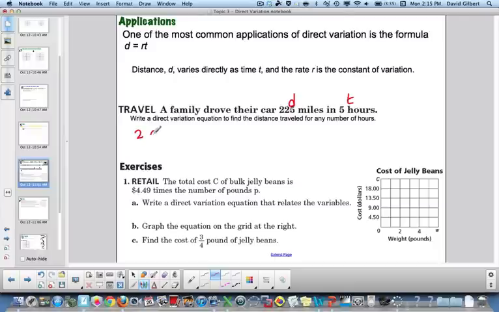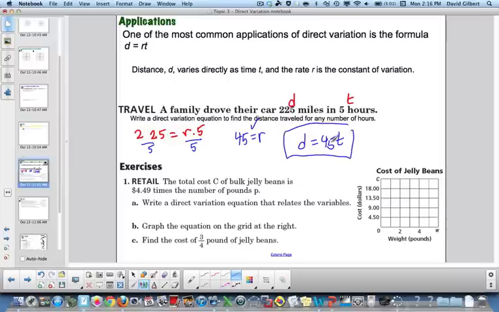So we have 225 equals the rate times 5. Solving for the rate, we would get 225 divided by 5 is 45, so 45 equals r. Now we wanted the equation, right? It's a direct variation equation. So now that we found r, we actually write out the equation. So it would be distance equals 45 t. So for every 1 hour you go 45 miles. So your rate is 45 miles per hour.